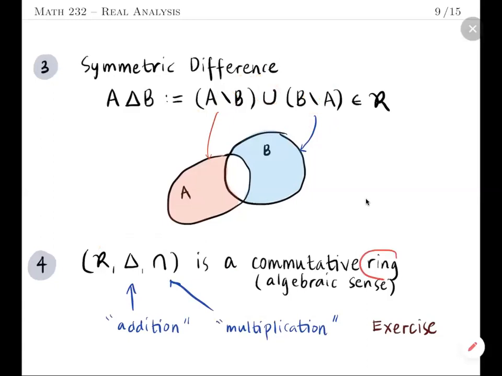So this means that our definition of a ring is the same, with the appropriate notion of addition and multiplication for sets. So the verification of this remark will be provided in your first exercise.